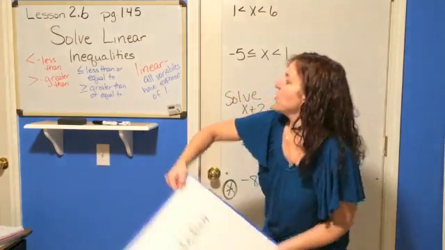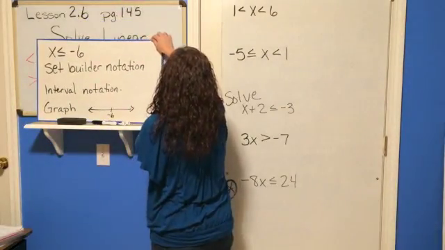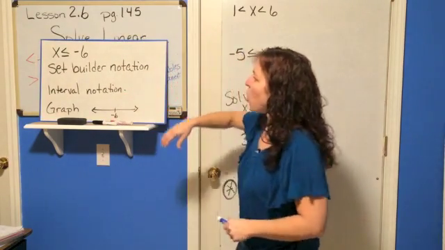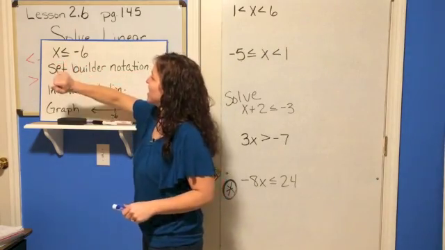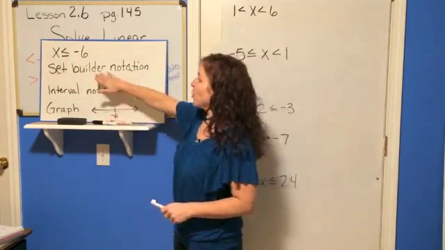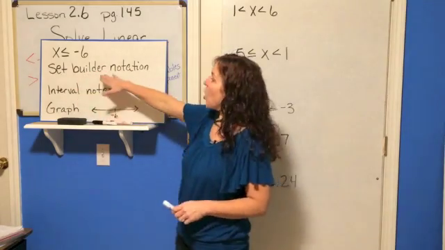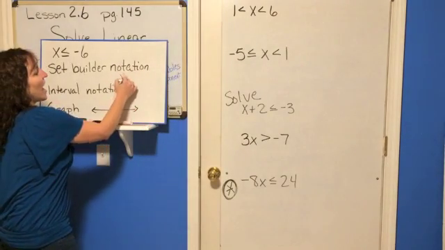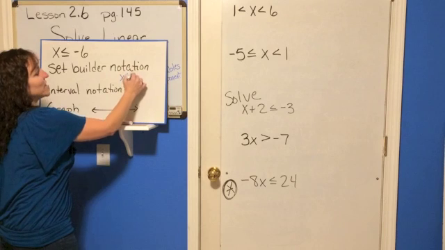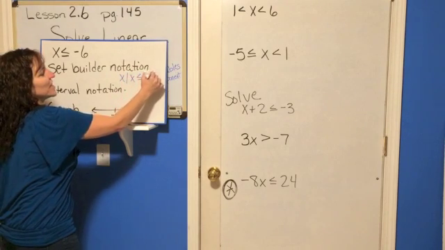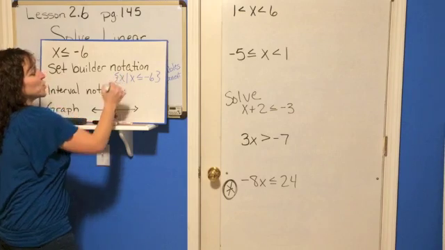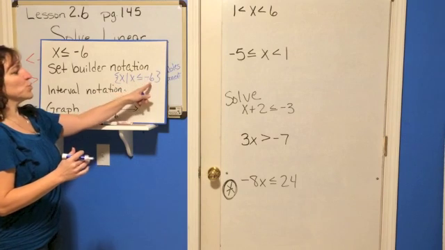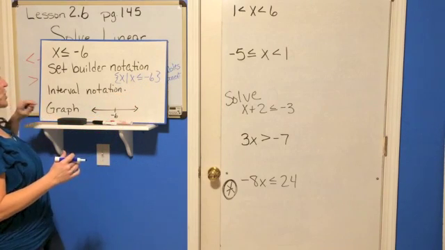I've got a few different ways that you can show your answer to a linear inequality. So in this case, we have x is less than or equal to -6. The first type of solution set is called the set builder notation, and it looks like this. It's going to be x such that x is less than or equal to -6. And then you're going to put those in brackets, which indicates the set. All right, the set of x such that x is less than or equal to -6. All right, so that's set builder notation.